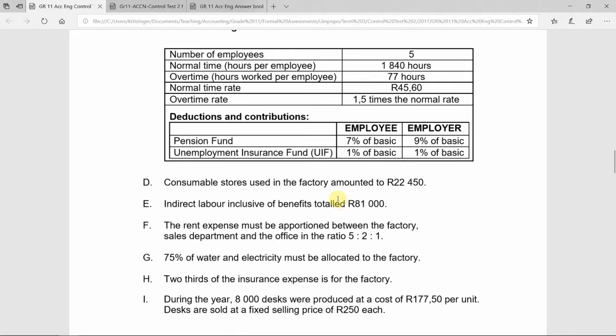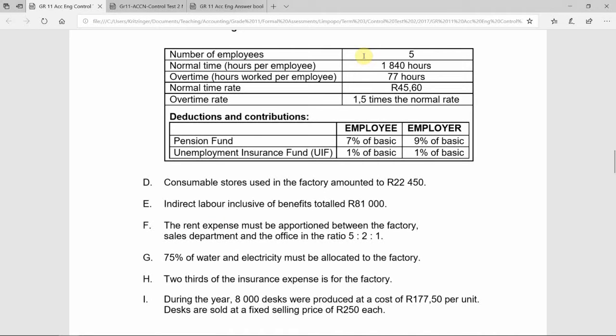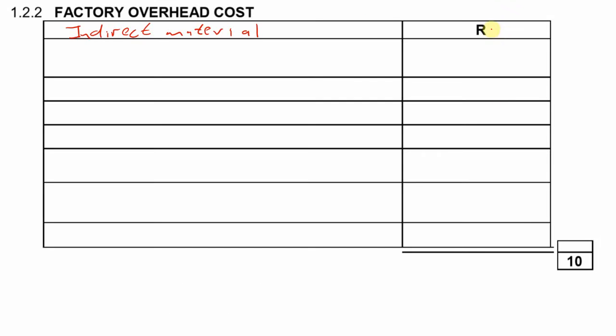So therefore we have indirect material used in the factory of 22,450. So we have indirect material, because remember our factory overhead costs is all the factory costs with the exclusion of direct material and direct labor. So we have indirect material, and that is 22,450.